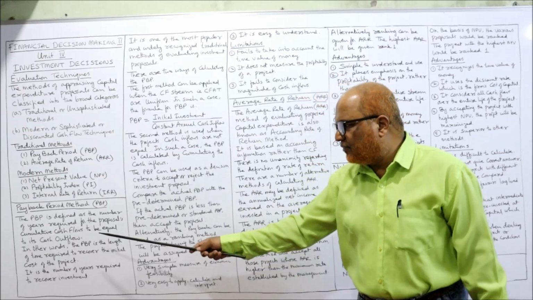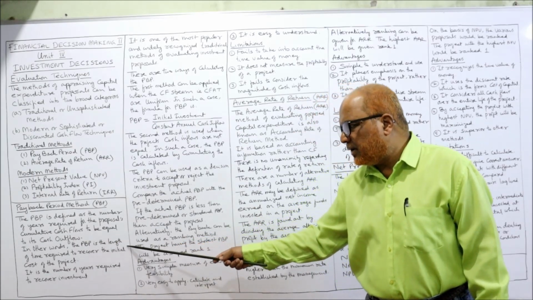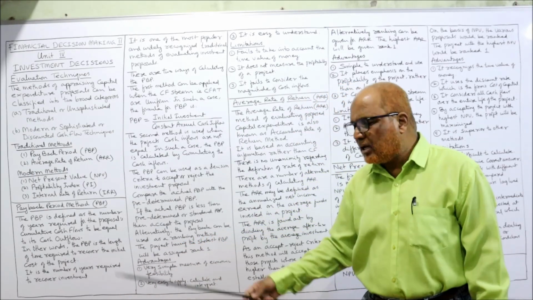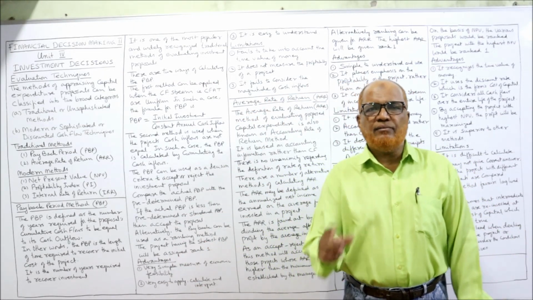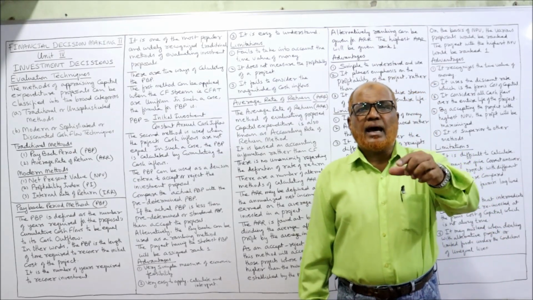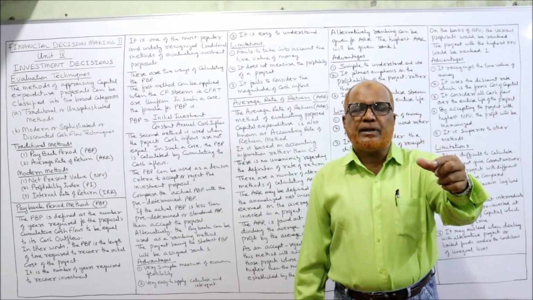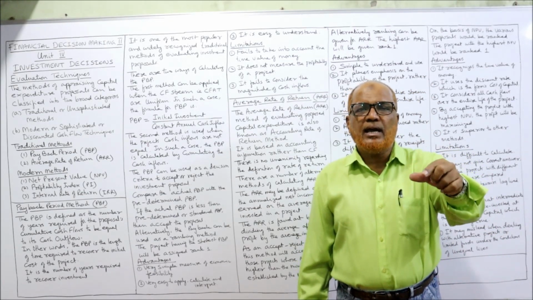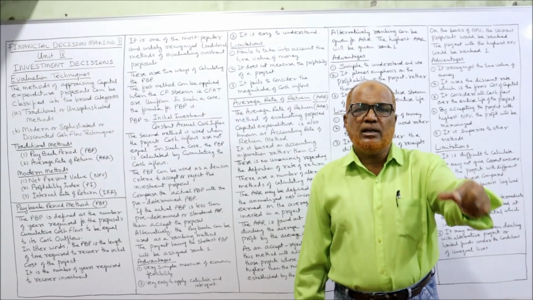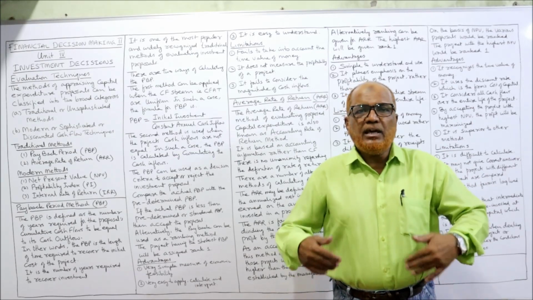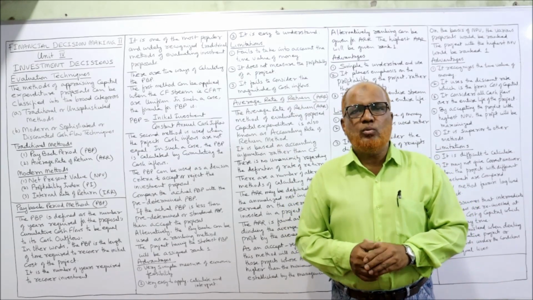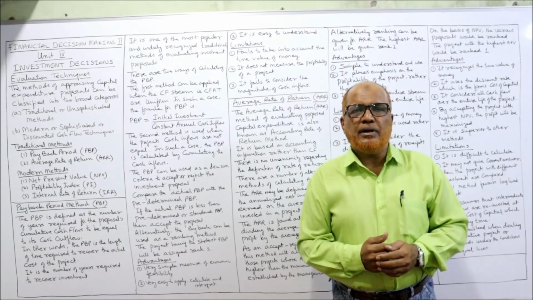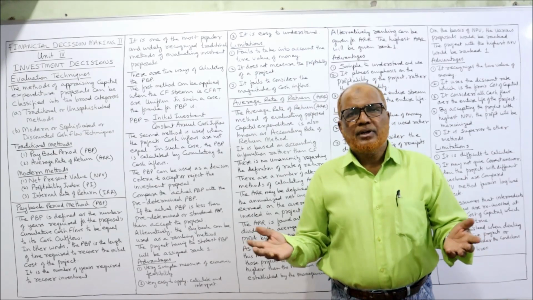In other words, the payback period is the length of time required to recover the initial cost of the project. It's very easy. The definition is very clear: the length of time required to get back our initial investment. How many years we require to get back our initial investment, that time period is called the payback period.